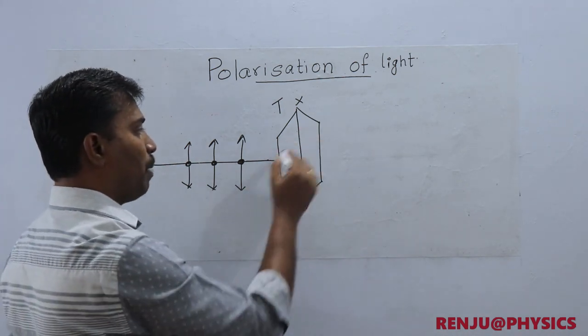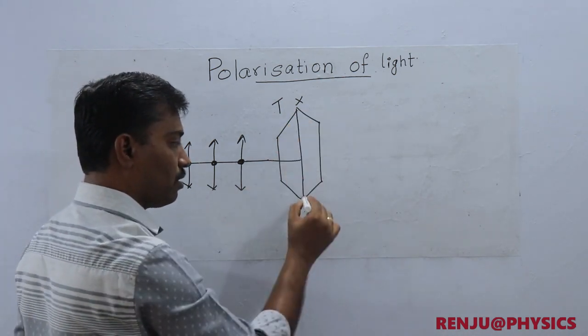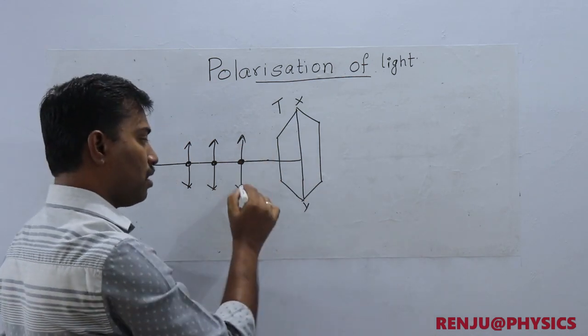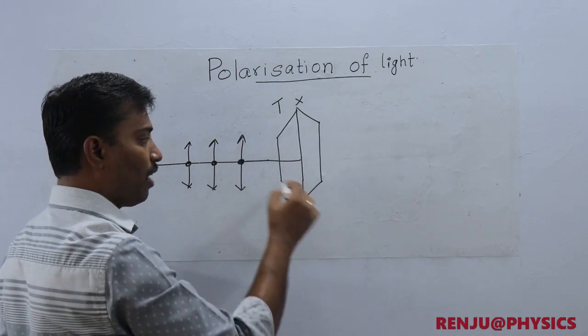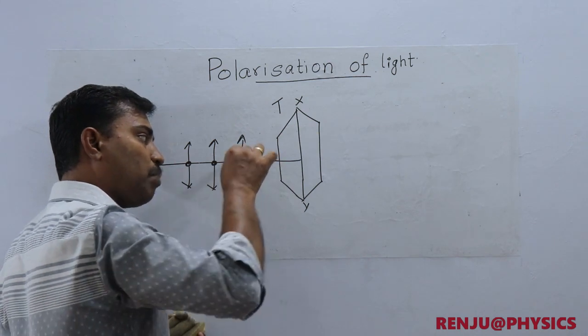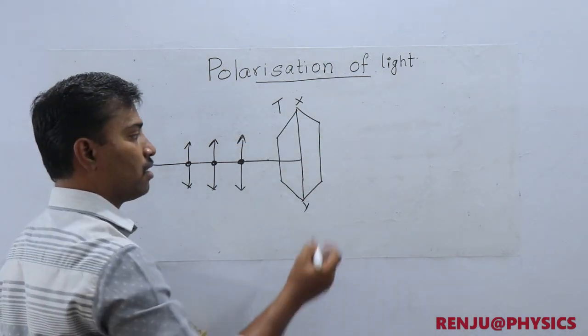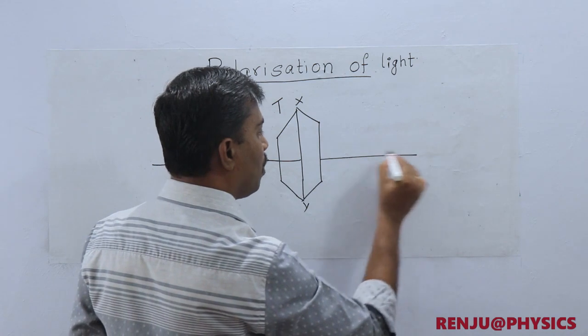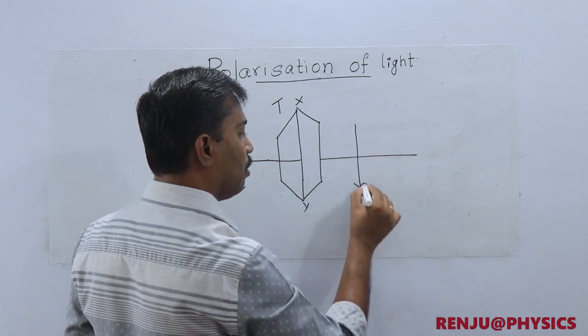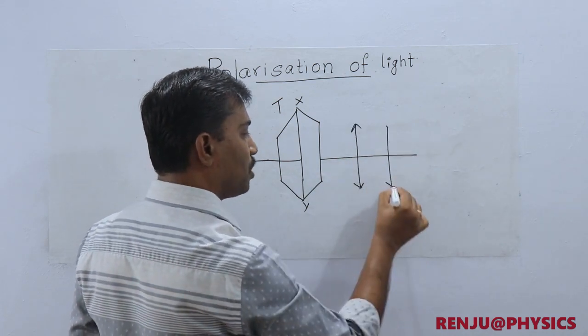So the vibration parallel to the crystal passes. Here XY is the crystallographic axis. These are the vibrations parallel to the crystallographic axis, and this vibration is perpendicular to the crystallographic axis. So the light coming from this tourmaline crystal contains only one vibration.